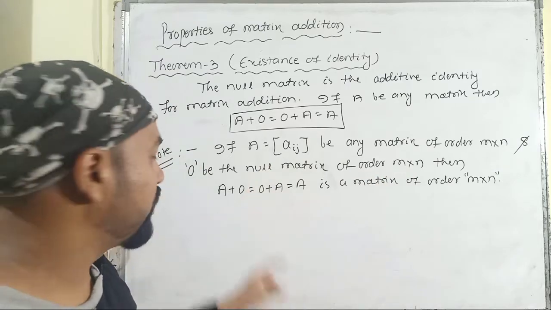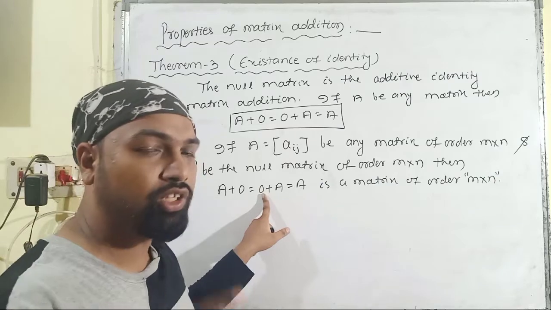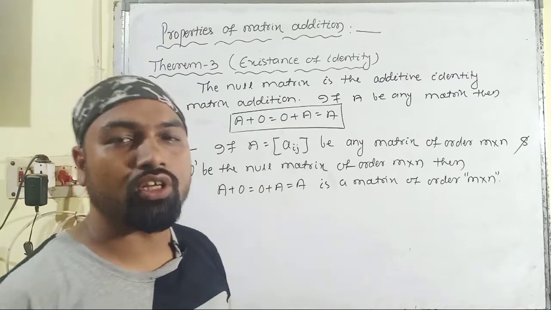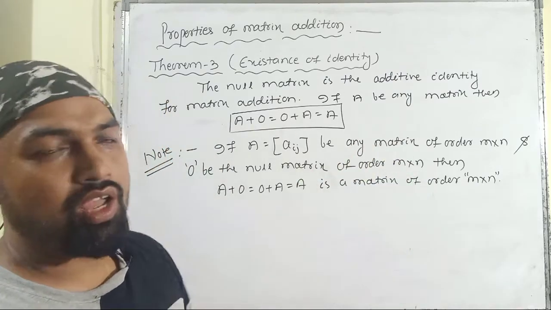Then the sum of the given matrix A with the null matrix is equal to the sum of the null matrix with the given matrix A, gives us the result as again A, which is a matrix of order m cross n.